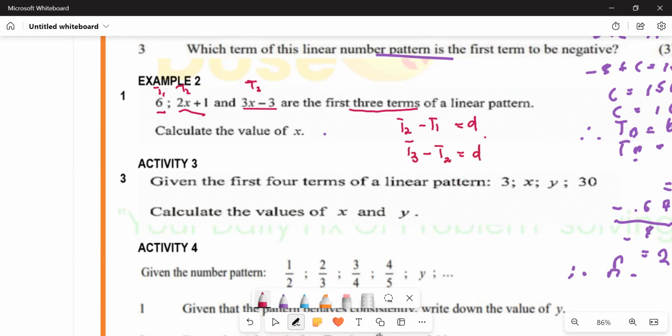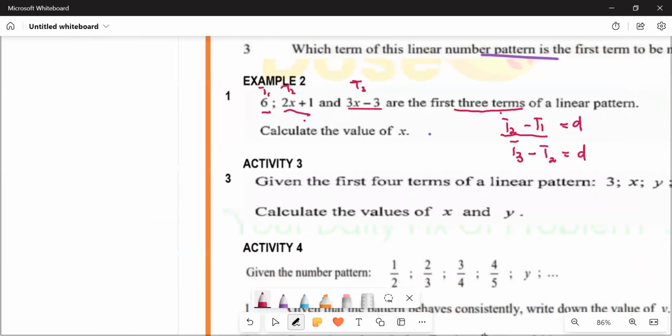I will still find it. Let me find D for this one here. What is term number 2? Term number 2 is given as 2x plus 1. Let me write that. Term number 2 is 2x plus 1, minus open bracket, term number 1. What is term number 1? It's 6. This is going to be equal to D, which is the common difference.